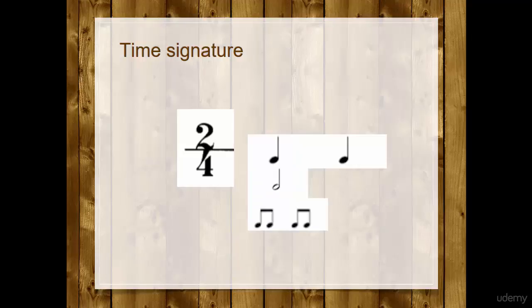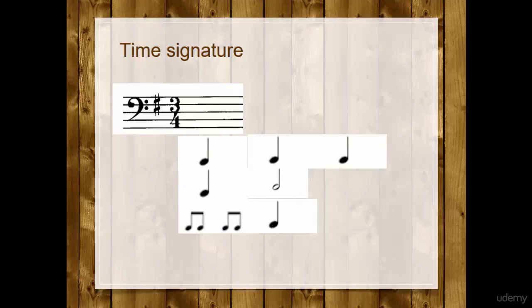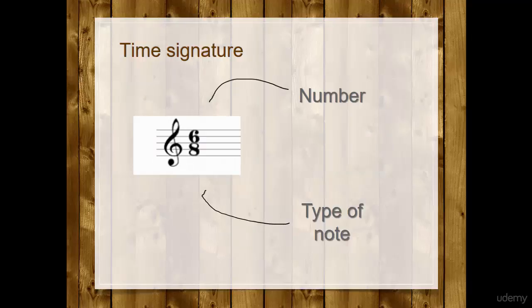Instead of having 2 quarter notes, I can have 1 half note or 4 eighth notes. So I can have rests or any notes, but always only the equivalent of 2 quarter notes. If I have 3 fourths, it means that I must have 3 quarter notes, or the example right here, 1 quarter note and 1 half note, or 4 eighth notes and 1 quarter note. Always, if I count, I must have the equivalent of 3 quarter notes.